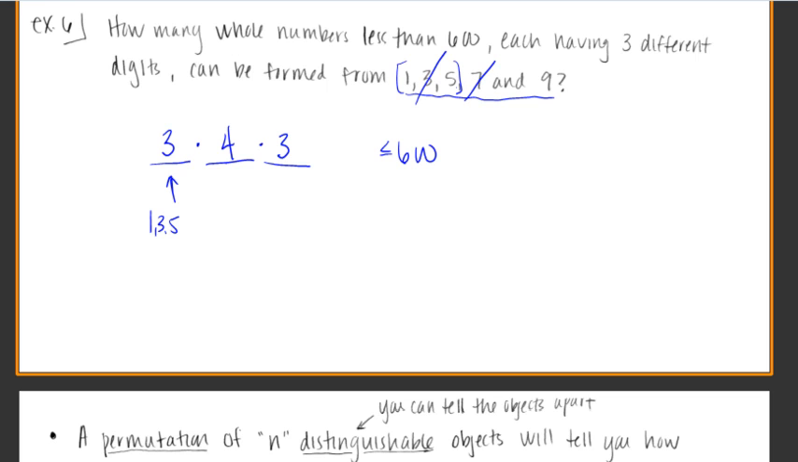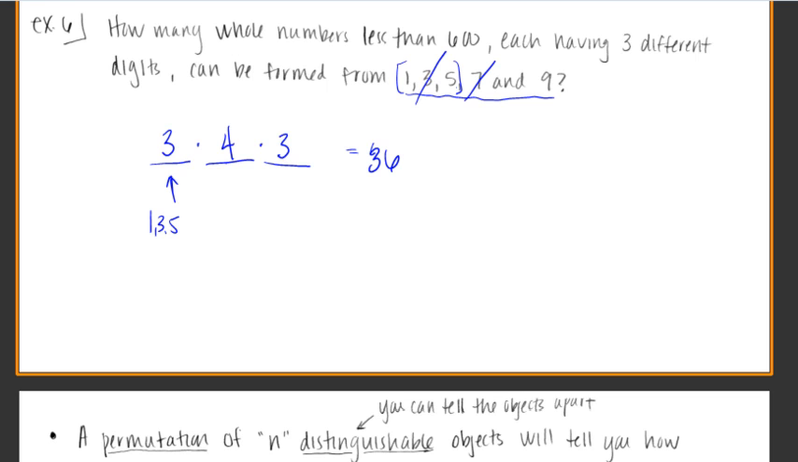digit. So the grand total number of options of any kind of 3-digit numbers that have 3 different digits and it's still going to give me something less than 600 is 3 times 4 times 3, or 12 times 3 is 36. So there's 36 different 3-digit numbers that are going to be less than 600.